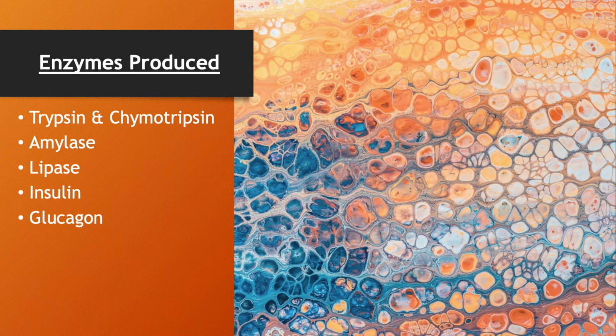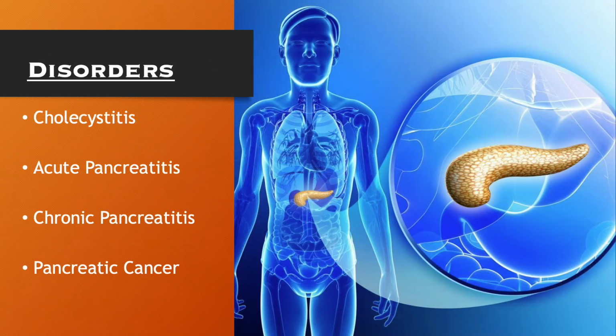Lipase now is the enzyme that breaks down fat, and insulin, which I'm sure you guys are familiar with, is what decreases our blood sugar, okay, insulin. Lastly, there's also another hormone that is secreted, and this will, on the other hand, increase our blood sugar, and that is glucagon, guys. Now, the disorders we're going to discuss today are cholecystitis, which is inflammation of the gallbladder, acute and chronic pancreatitis, and lastly, pancreatic cancer.